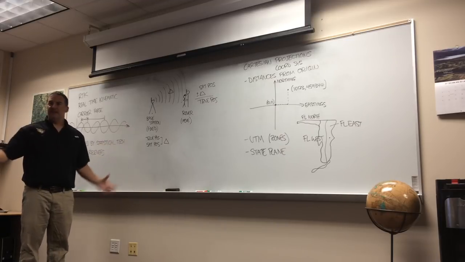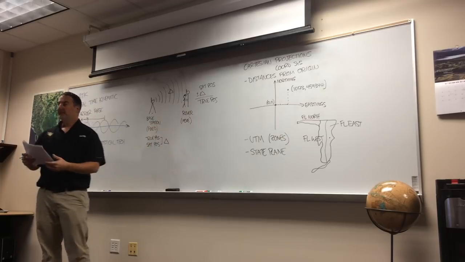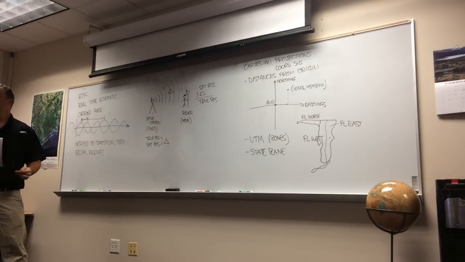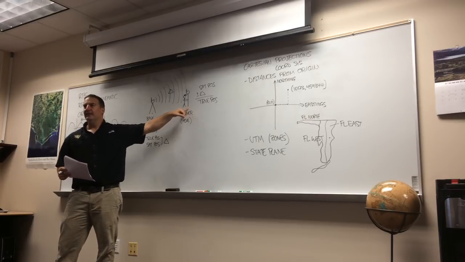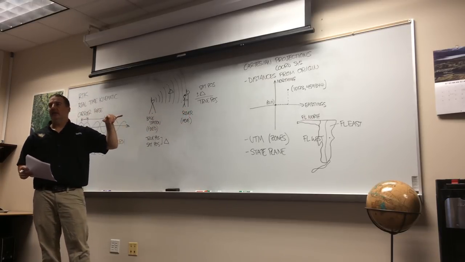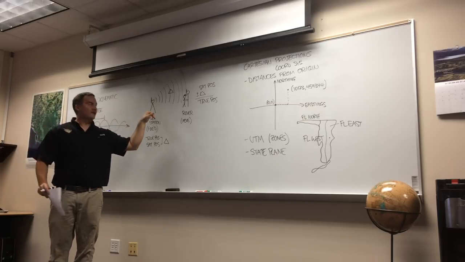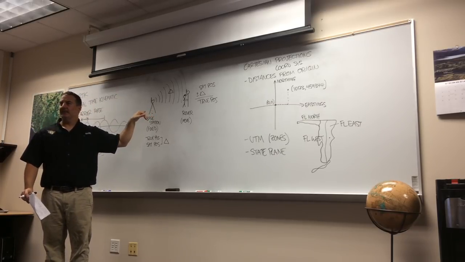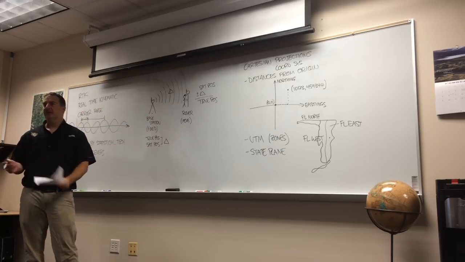There's a limit to the distance between your base station and your rover at which these corrections apply. If you get too far away from your base station, you may not be experiencing the same atmospheric conditions as the base station. So the further you get away, the less accurate it gets.